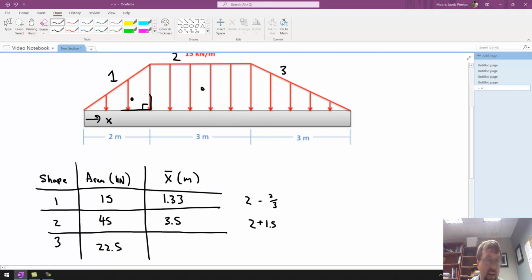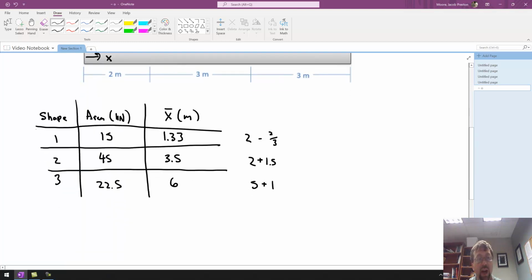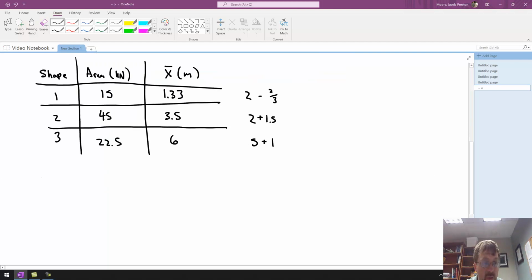Finally, we have the last triangle. The right angle is on this side of the triangle, and I'd have to go 5 meters over before I even hit the triangle, and then 1/3 of the width beyond that. 1/3 of 3 is just 1. So I have 5 meters to get to the triangle, plus another 1 meter to get to the centroid of that triangle, for a total of 6. So here I've got the area and centroid location of each of the three composite parts of my force function.